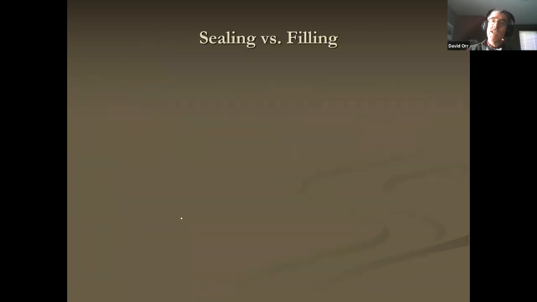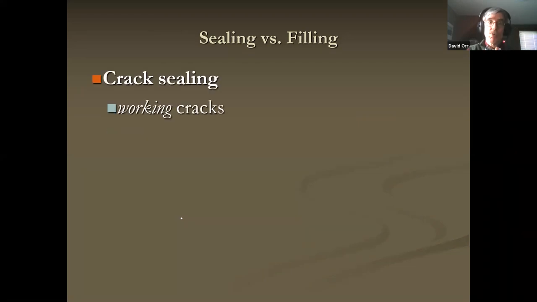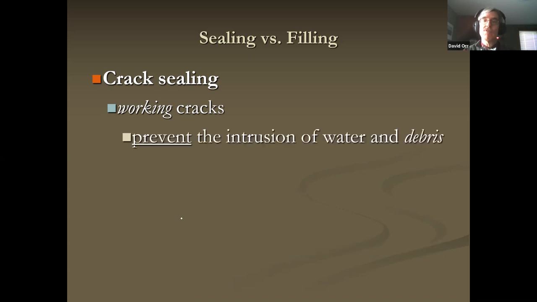Now, the other thing I want you to keep in mind is crack repair covers two types of maintenance techniques, sealing and filling. Sealing a crack is when the crack is working, moving, usually thermally, back and forth. Okay, in that case, we're going to put in a flexible material that expands and contracts as it moves and prevents the intrusion of water and debris. Okay.